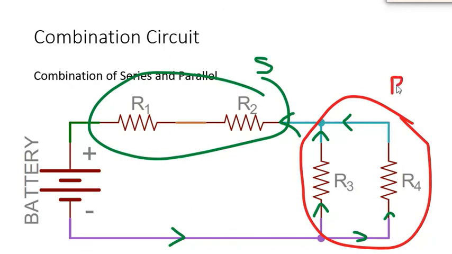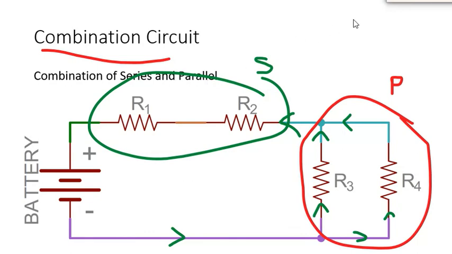Now, 99.9% of the circuits out there are some form of combination circuit, right? They're not all series, they're not all parallel, there's some combination, which is really what we need to deal with. So here I have some resistors in parallel, I have some resistors in series. What I have is a combination circuit.